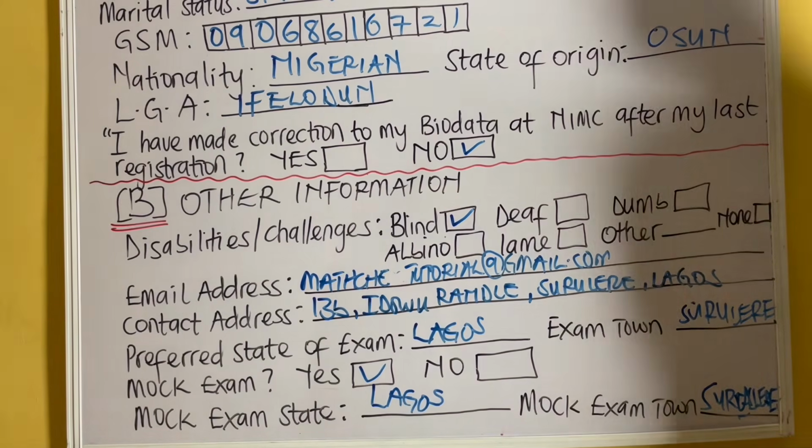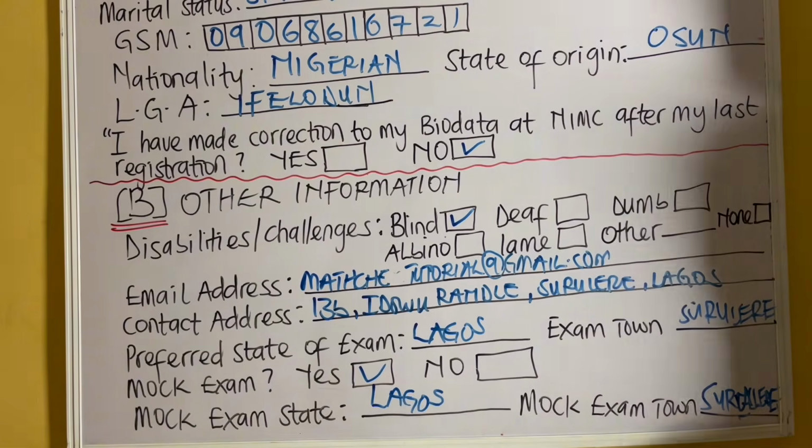So these are everything you need to fill for section A and section B. I'll be stopping this video here, and my next video is going to be for sections C, D, E. I will title that video part B. So if you need the part B video, go to the comment section and comment that you need the part B video.